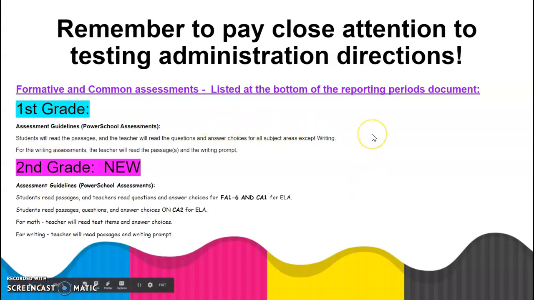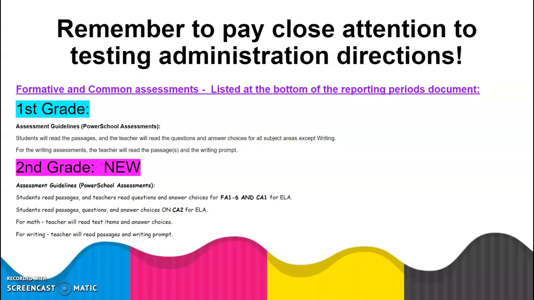First grade, there are no changes. The students still need to read the passage and the teacher will read the questions and answer choices. That is for all formatives and all commons. So just please keep that in mind. Don't read the passages to the students, even in the first formative. Okay, and remember, you've got first and second formative combined now. So at least it gives you a little bit more time.